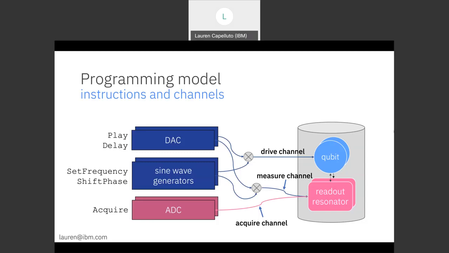Every qubit will have also a measure channel, which is going to stimulate readout for that qubit, goes down to the readout resonator, and then we have an acquire channel to collect the data. That acquire channel goes to an analog to digital converter, which is in turn triggered by the acquire command.